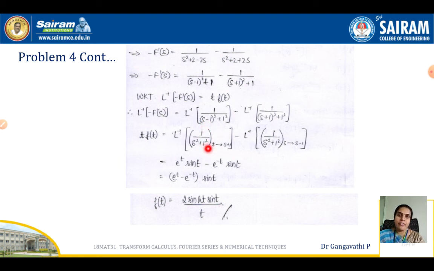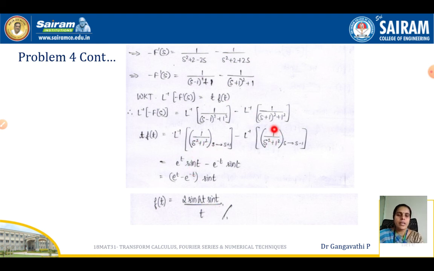So when you identify that, write down like this: s has been shifted to s plus 1. So we get this as 1 by (s square plus 1 square). So when is it going to happen? When is s going to be shifted like that? That is when an exponential function is multiplied to another function. So when L inverse of 1 by s square plus a square is sine at, and the value of a is 1, and s was shifted to s plus 1, so e to the power of t must be multiplied to sine t. That is your answer for this.